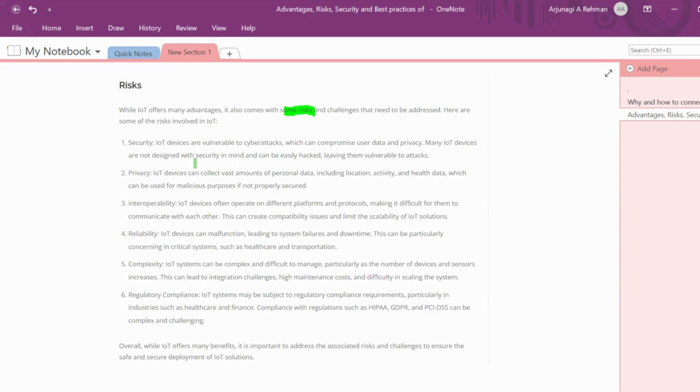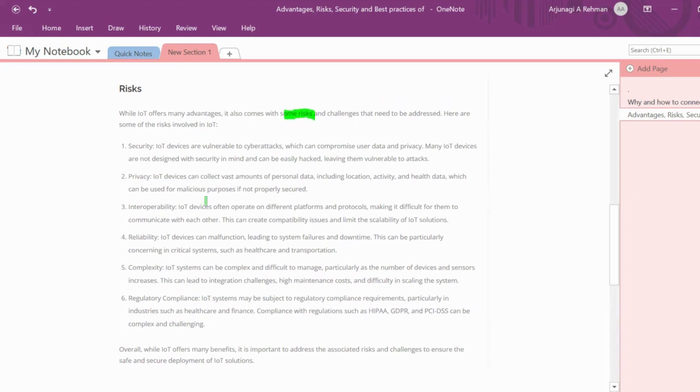Second point is privacy. IoT devices can collect a vast amount of personal data, including location, activity, and health data, which can be used for malicious purposes if not properly secured.